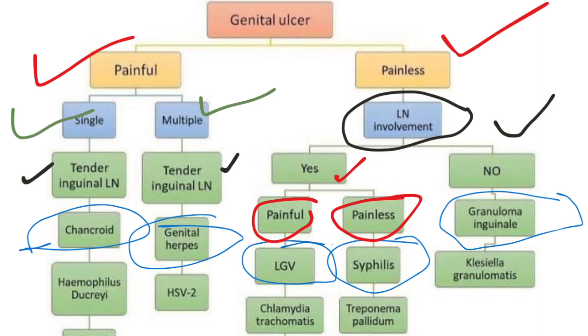So let's summarize. The different infectious causes of genital ulcer are chancroid, genital herpes, lymphogranuloma venereum, syphilis, and granuloma inguinale. And we can easily differentiate on the basis of whether the genital ulcer is painful or painless, and whether the inguinal lymph node is involved or not involved.